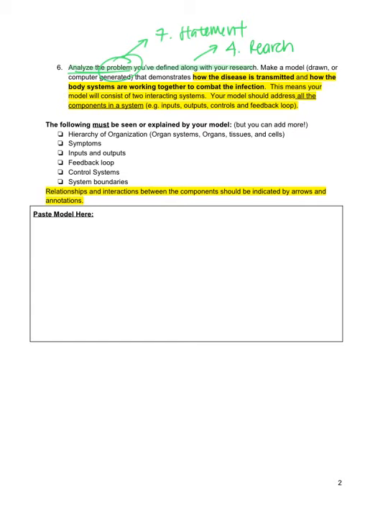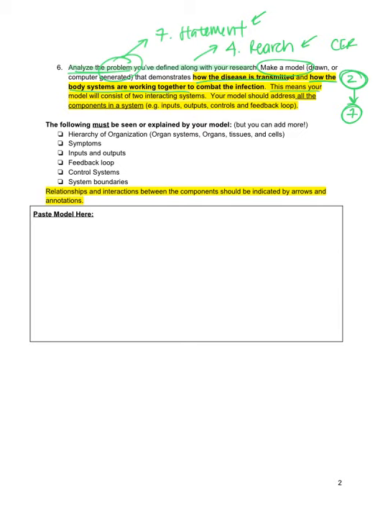Using this statement, knowing the problem and knowing the information that we gathered in our research, as well as the CER, the claim that you made for what is causing the disease, you're going to make a model that shows how the disease was transmitted throughout the population. And then the second part of your model is how the body systems are working together to fight the infection. So there's really 2 systems that you're modeling in the form of one model, okay? So this is going to be kind of 2 parts.